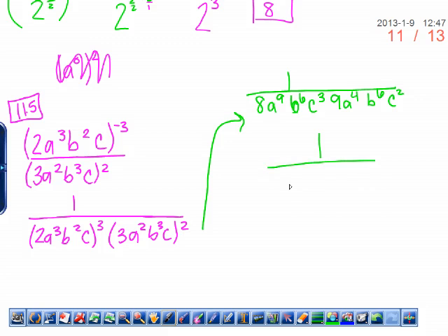So 8 times 9 is 72. A to the 9th times a to the 4th, a to the 13th. B to the 6th times b to the 6th is b to the 12th. And then c cubed times c squared, c to the 5th.